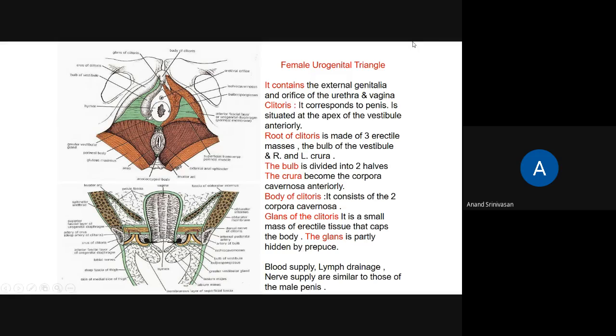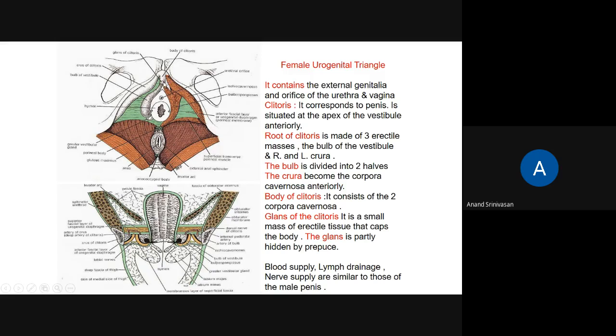The other structures present in the urogenital triangle: here you can see the clitoris, the roots of the clitoris, which are covered by ischiocavernosus. They also contain corpora cavernosa. The corpus spongiosum is not present in females. Instead of corpus spongiosum, there is the bulb of the vestibule. In males, the corpus spongiosum is there because of the fusion of the urethral folds. In females, the urethral folds are not fused, so the bulb is separate.